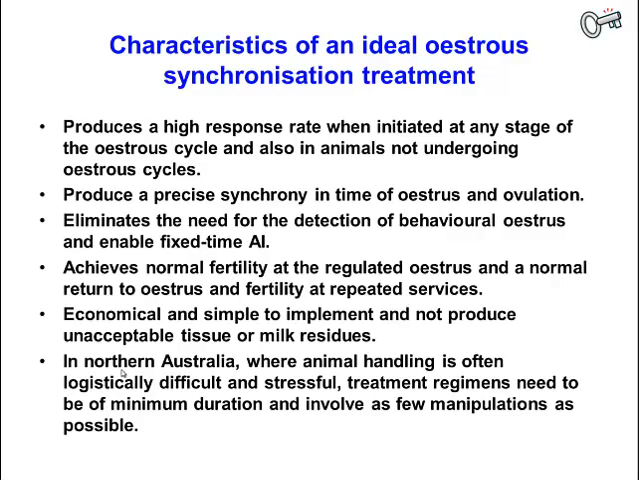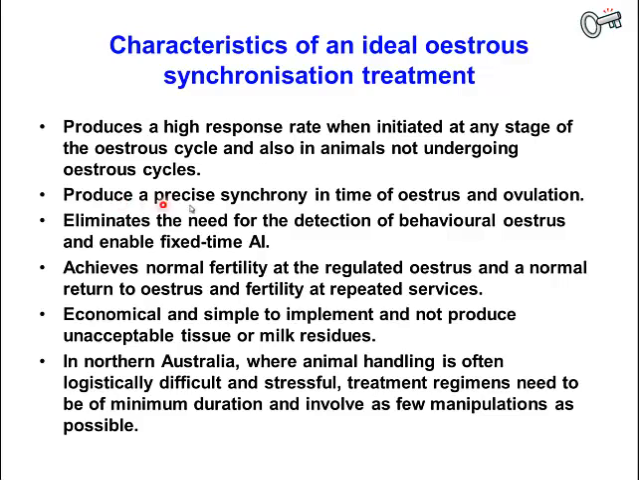If we had an ideal synchronization treatment, what would it do? And most protocols can't do all these things. But if we had an ideal program, this is what it might look like. It would produce a high response rate when initiated at any stage of the estrus cycle, and also in animals that are not undergoing estrus cycles. So it doesn't matter if the cow's cycling or not. If I apply this treatment, she'll ovulate and get pregnant. That'd be great. It doesn't always happen though.